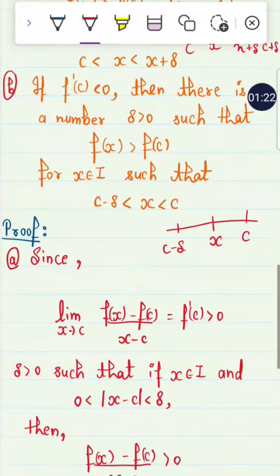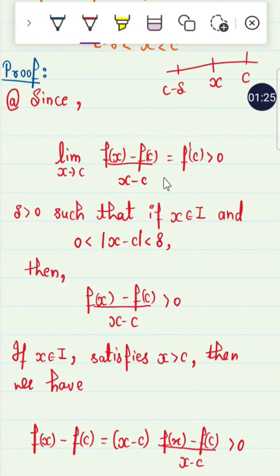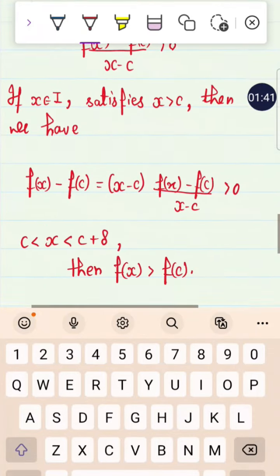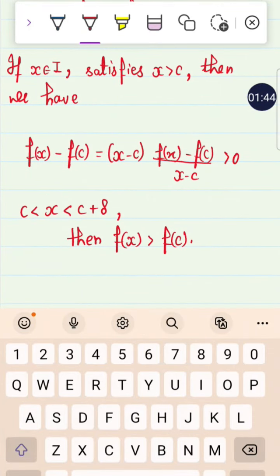Now the proof of this is that the limit of (f(x) minus f(c)) over (x minus c) equals f'(c), which is greater than 0. Since we have delta greater than 0, so mod of x minus c is less than delta. This gives that (f(x) minus f(c)) upon (x minus c) is greater than 0, right? If x is in I and x is greater than c, then f(x) minus f(c) is equal to (x minus c) times (f(x) minus f(c)) upon (x minus c). x minus c is greater than 0, and this one is also greater than 0, so this implies that f(x) minus f(c) is greater than 0, so f(x) is greater than f(c).